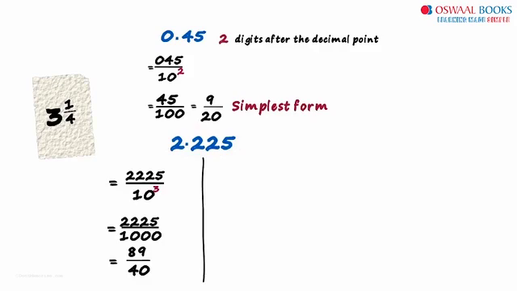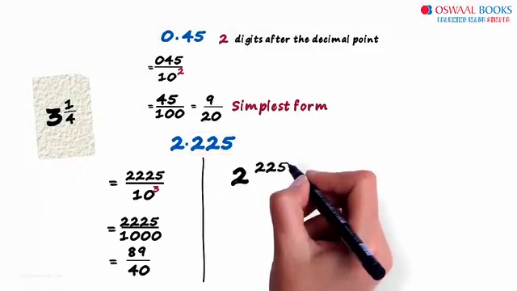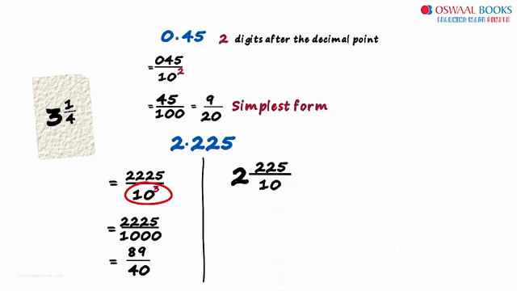It's very simple. The whole part is the number to the left of the decimal point. 2 becomes the whole part. The numerator of the fractional part is the number to the right of the decimal point. It's 225. And guess what? The denominator of the fractional part is the same as the denominator in the previous case, 10 raised to 3. Again, the power of 10 is equal to the number of digits after the decimal point. That's it. Now we just have to simplify the fractional part to its simplest form.